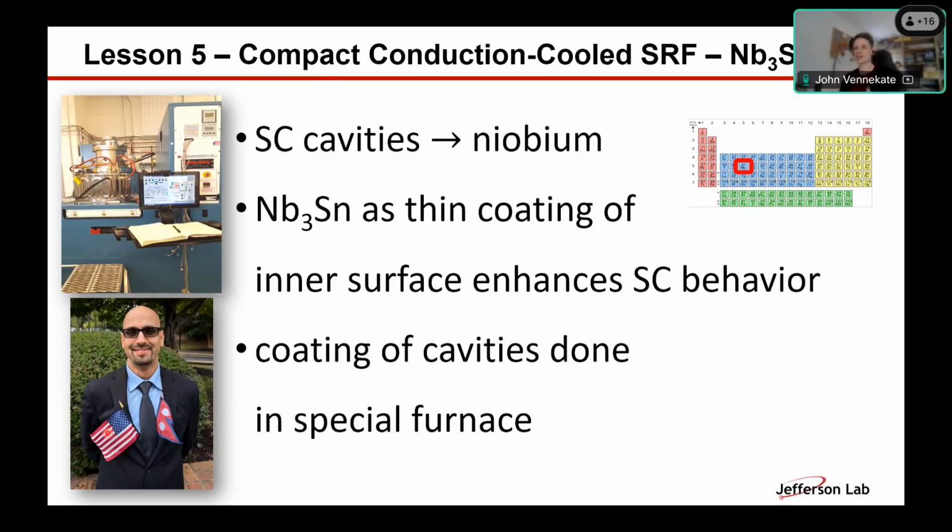So he's, again, a very Nepali contribution to the overall very diverse spectrum of scientists we have here at the lab. So he's, like I said, the expert at our site running these niobium-free tin coating and providing the technology.